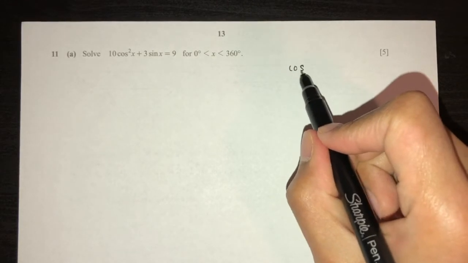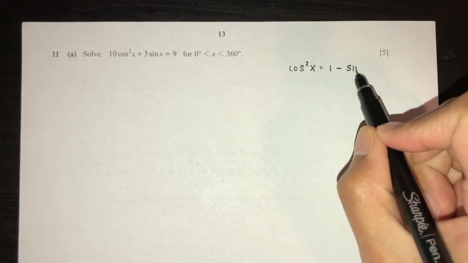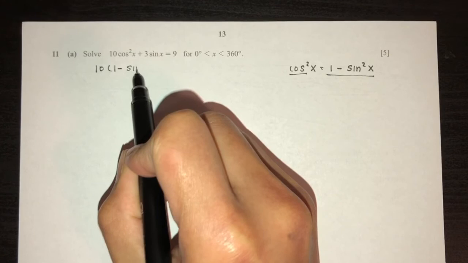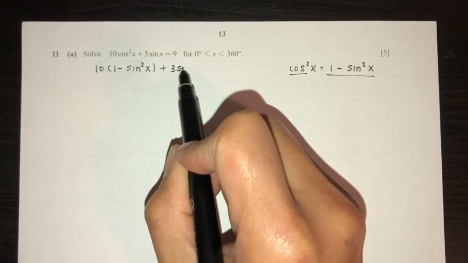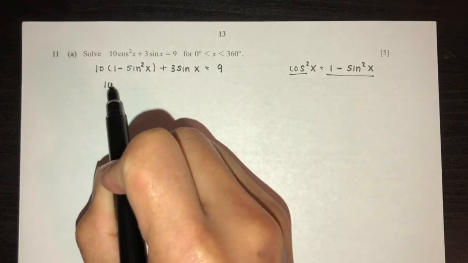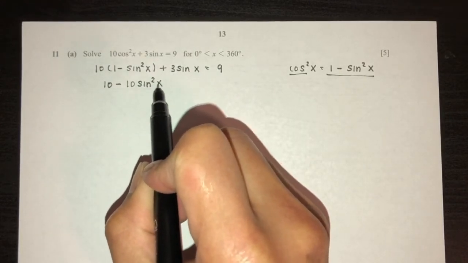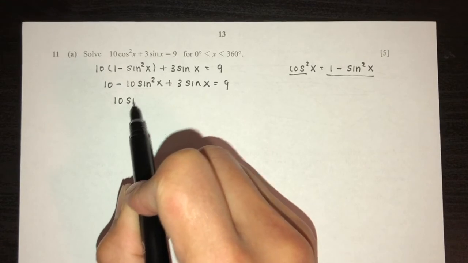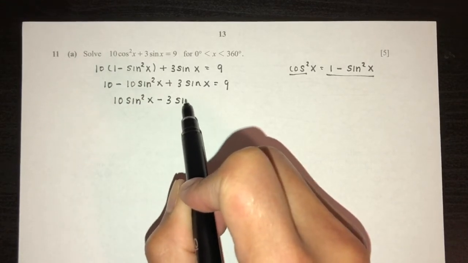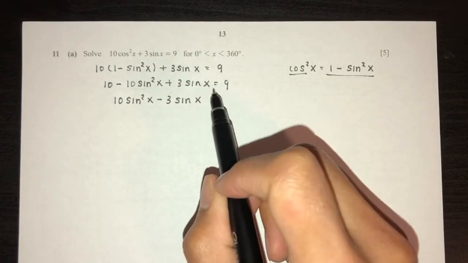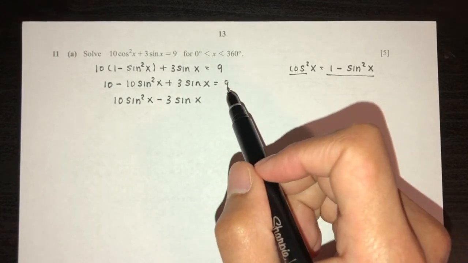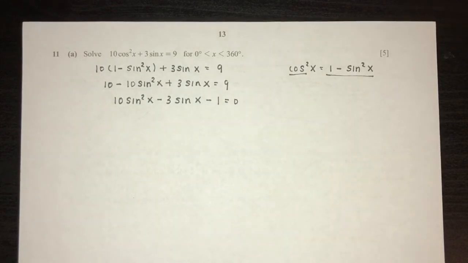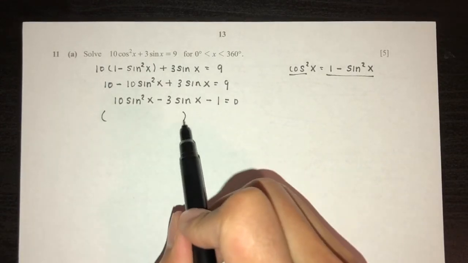As you guys know already, cos square x is equal to 1 minus sine square x. So replace this by this. You will have 10 times 1 minus sine square x plus 3 sine x equal to 9. That will be 10 minus 10 sine square x plus 3 sine x equal to 9. So we have to simplify this first as well. I forgot to simplify this. So 10 minus 9 will be 1. That will become minus 1, because we're changing all the signs. Now we have to factorize.